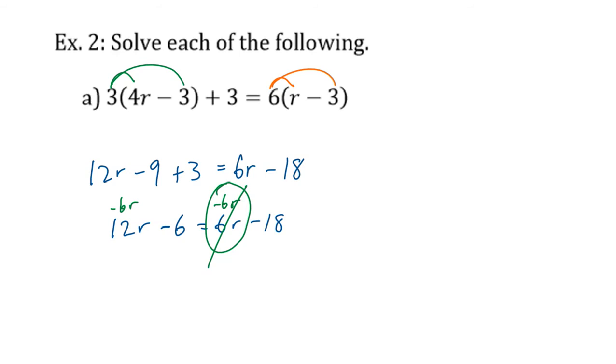Okay, and then I'm doing the same thing here. I've got a negative 6. I want it to be 0. How do I make a negative 6 into 0? What'd you say? Positive 6. So in this case, I want to add 6. And whatever I do to one side, I do the same to the other side. And that's going to make this 0.